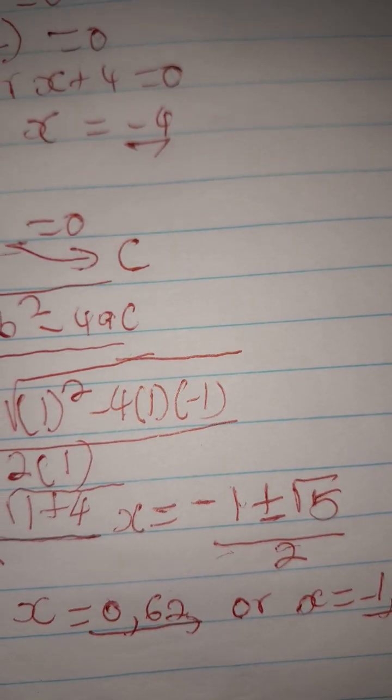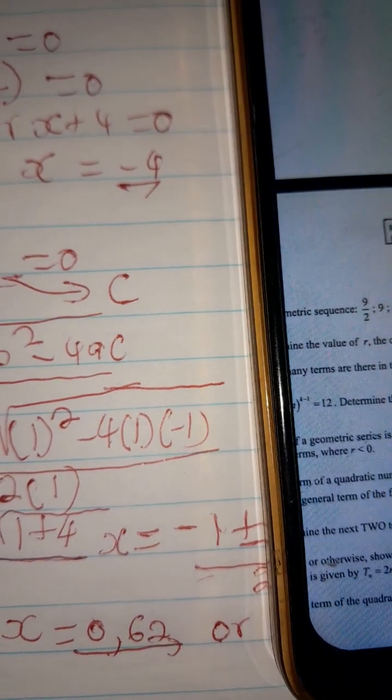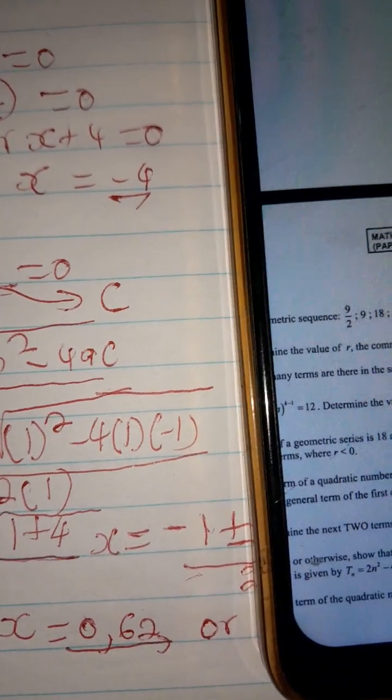Hope, guys, you are winning in terms of that. Let's go and see.